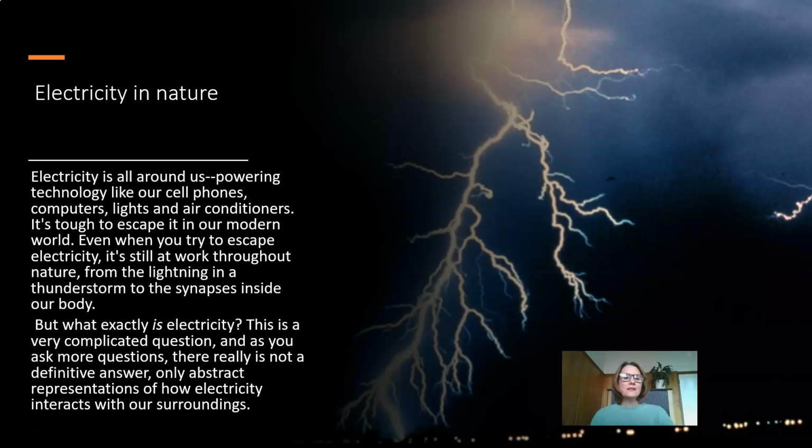So, electricity is all around us, as you know. It's powering technology like our cell phones, our computers, our lights, and even our air conditioners in this very warm climate that we live in. It's tough to escape it in our modern world. Even when you try to escape electricity, it's still at work throughout nature, from the lightning in a thunderstorm to the synapses inside our bodies.